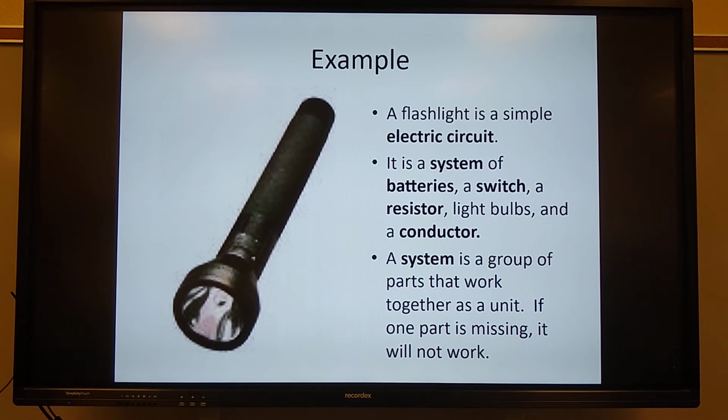For example, a flashlight is a simple electric circuit. It is a system of batteries, a switch, a resistor, light bulbs, and a conductor. A system is a group of parts that work together as a unit. If one part is missing, it will not work.